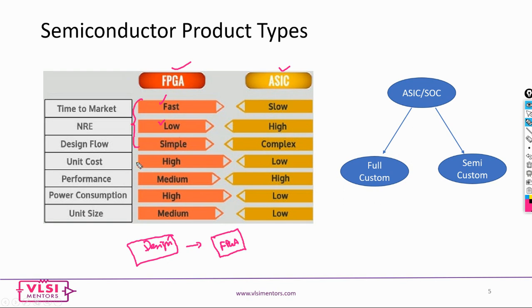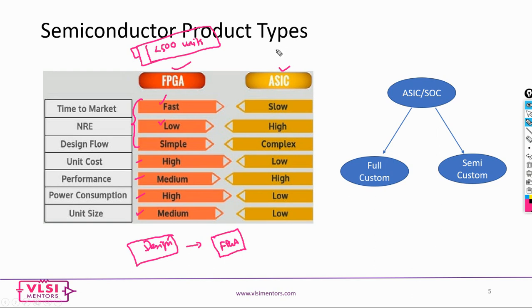But remember the unit cost and the performance. Since it is a generic chip, the performance would be limited. Power consumption, again, it is a generic chip where you are given certain resources, and those resources will keep consuming your power. And then unit size: it is a fixed size that is already available, so you have to use that. If you are going for less than 500 units of designs, then this is preferred.